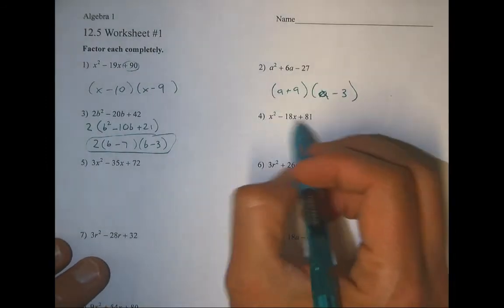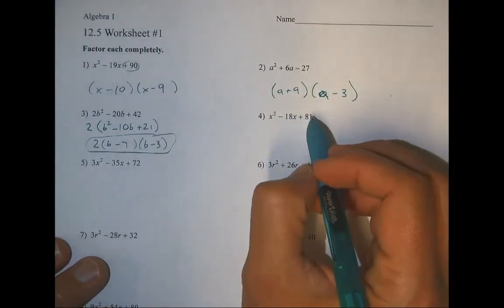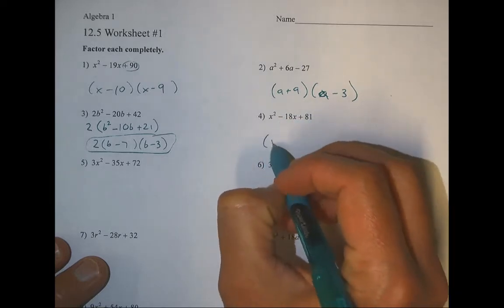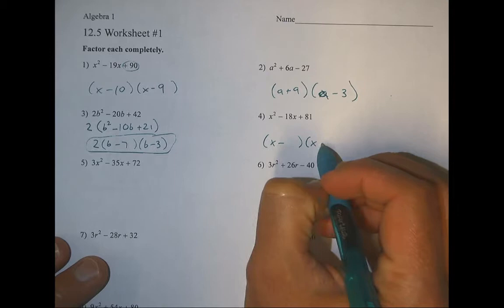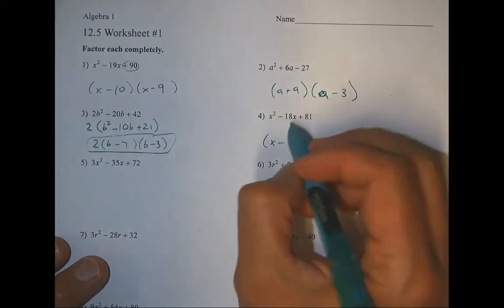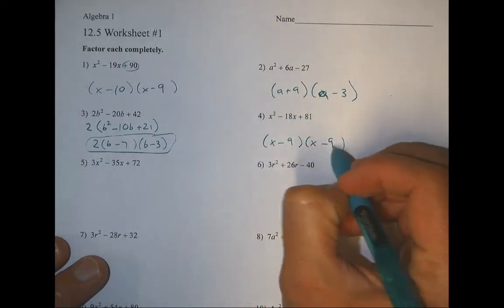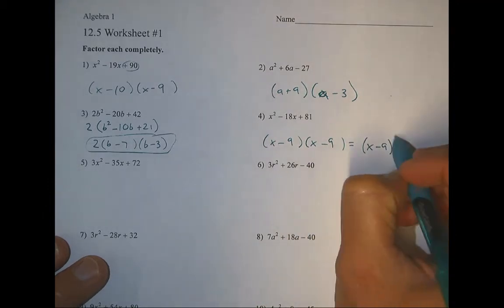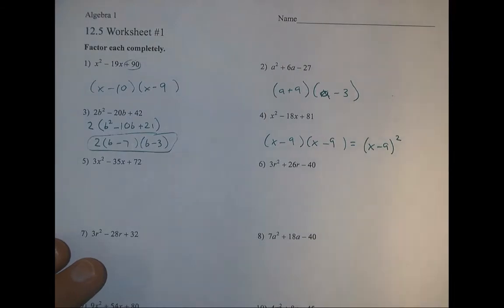Number 4, no coefficient up front, just looking at products. I know 81 is 9 and 9. I notice that it's positive and it's adding up to a negative, so again, we're looking at two negatives. 9 and 9 multiply to 81. They also add up to 18, so it's minus 9 minus 9. And we can rewrite that as x minus 9 squared because it's being times by itself.